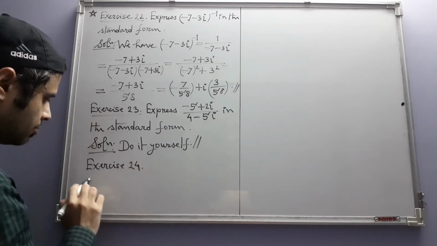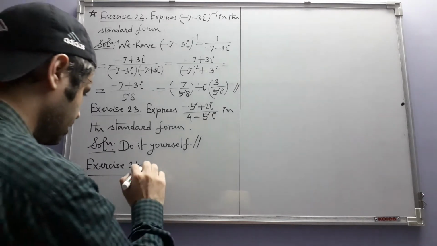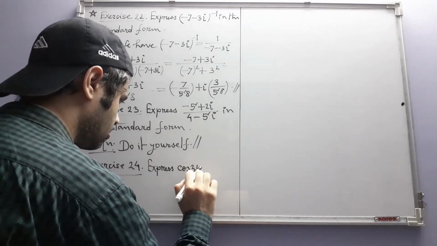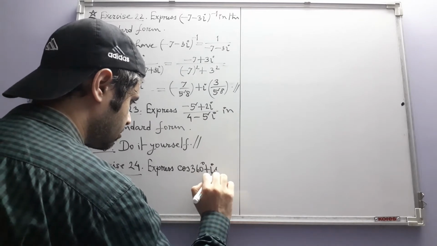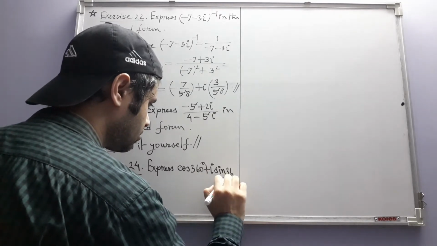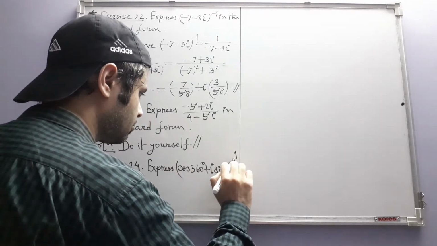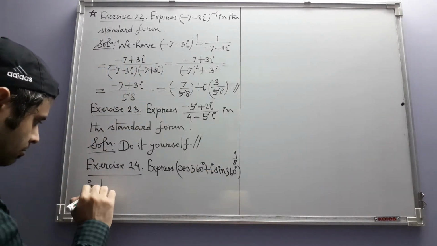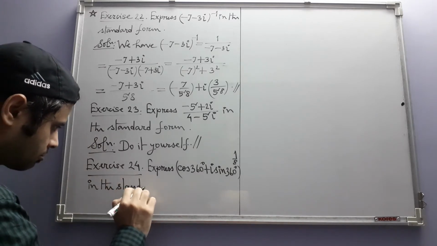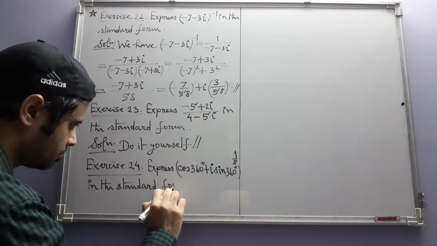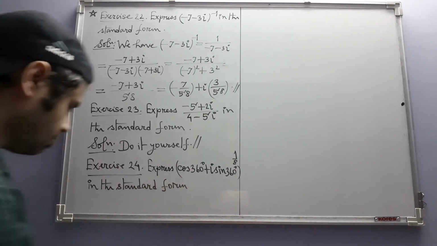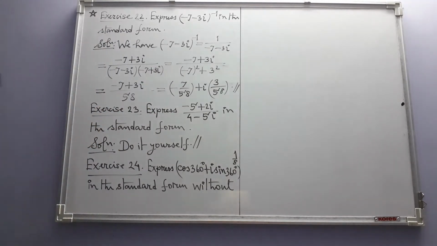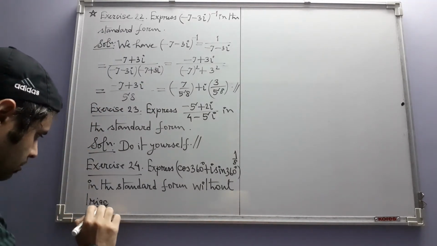Then 24. Express (cos 360 degree plus I sin 360 degree) whole to the power 1 by 8 in the standard form without trigonometric expressions.